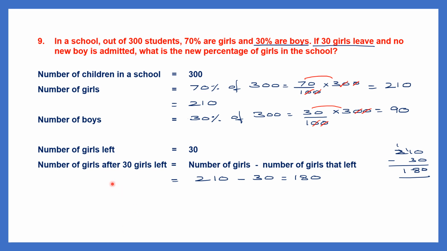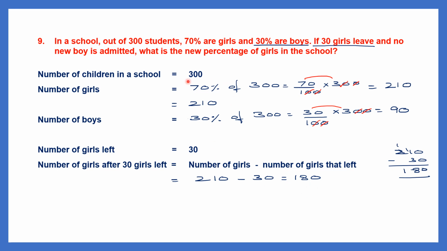Now why do we want to know the number of girls now? Because the question is what is the new percentage of girls? After the 30 girls have left and no new boys admitted, what is the new percentage of girls in the school? So now we have found how many girls are left. Now how do we find the percentage of girls in the school? To find the percentage of girls, we say number of girls by the total number of students.